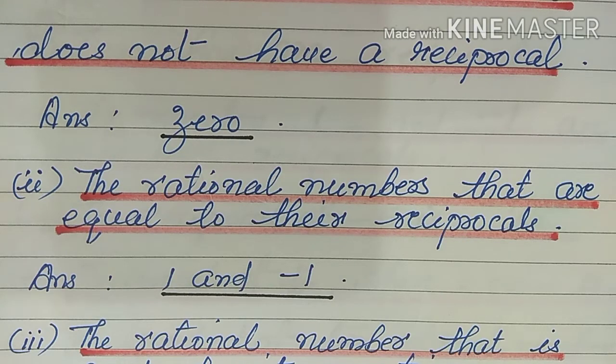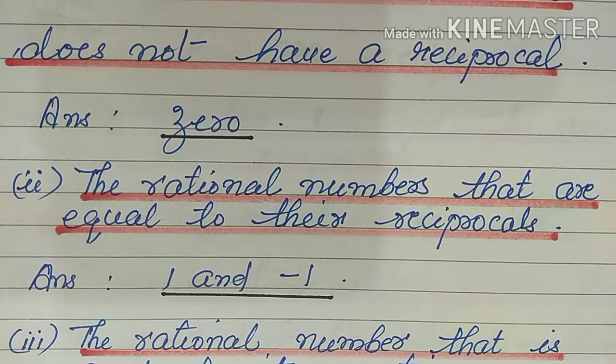Let's see 1. What is the reciprocal of 1? Reciprocal of 1 is 1 by 1. Why? Because reciprocal of A is 1 by A. So in the same way, reciprocal of 1 is 1 by 1. 1 by 1 is nothing but 1. So the reciprocal of 1 is 1 itself.